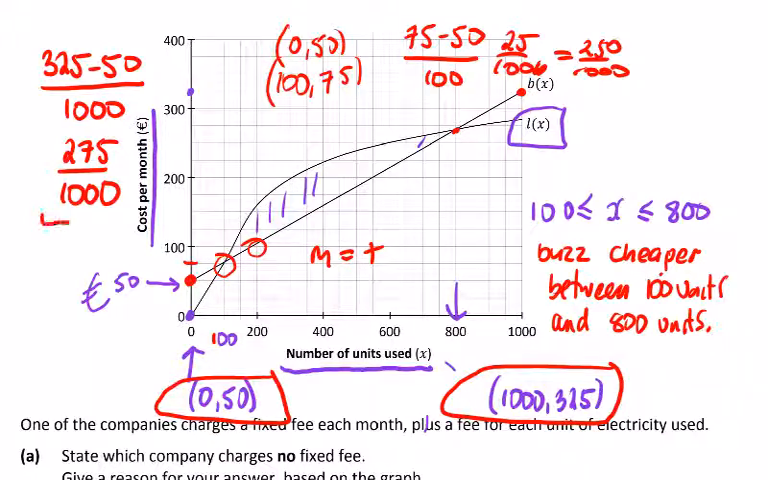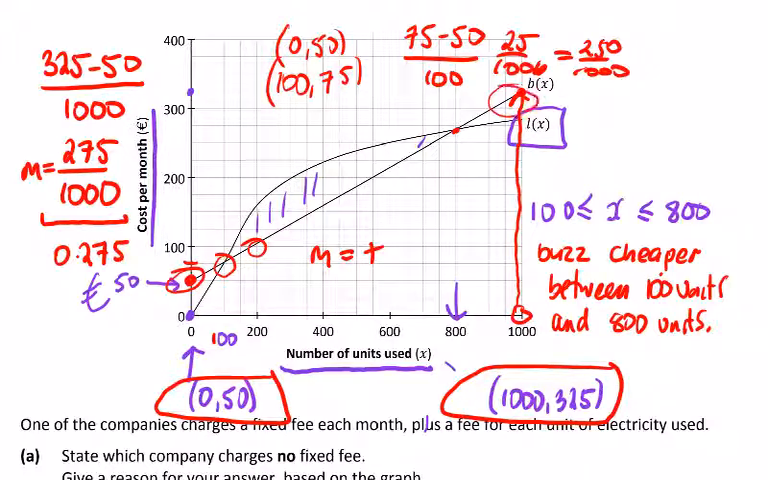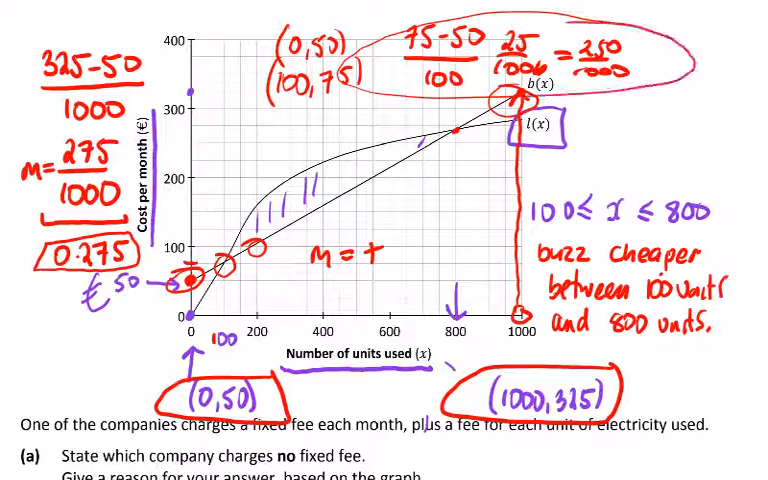And then we're asked the meaning in the context of the question. This is m, 0.275. So the meaning of this is that for every 1,000 units used, the cost of electricity goes up by 275 euros from 50 to 325, or for every 1 unit, 0.275. So hopefully that makes sense on a bit of a messy graph, and just be careful not to take points that are not exact on the graph.